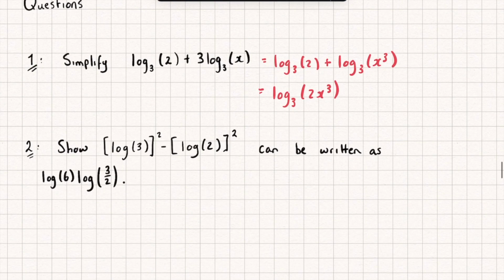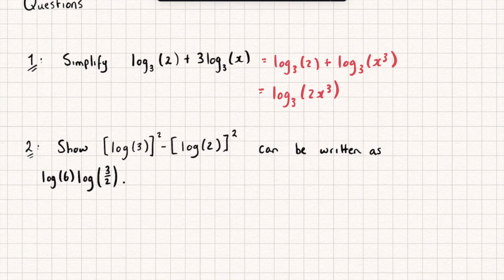The final one's a bit of a tricky one. We've got log 3, so we're dealing with base 10 here, log 3 all squared, subtract log 2 all squared, and we need to show it can be written in this form here. Well, I can't bring this 2 down to the front of the logarithm because the squared isn't actually in the argument of the logarithm, it's the whole logarithm squared. And so if we take a look at this, what you might notice is we have the difference of 2 squares. I've got log 3 squared, subtract log 2 squared.